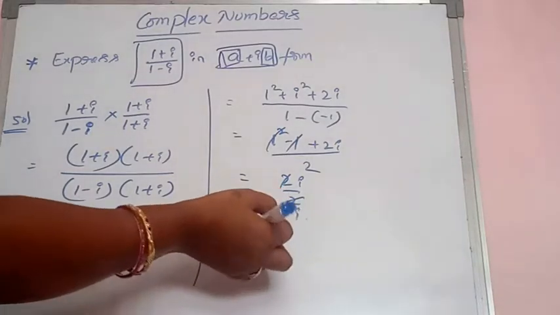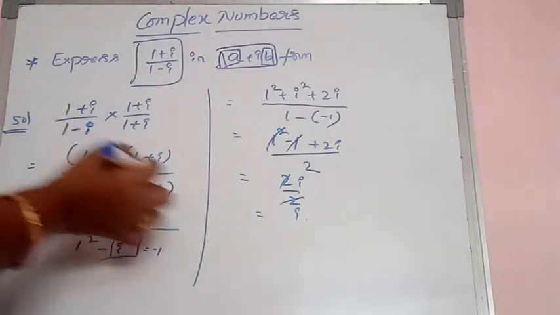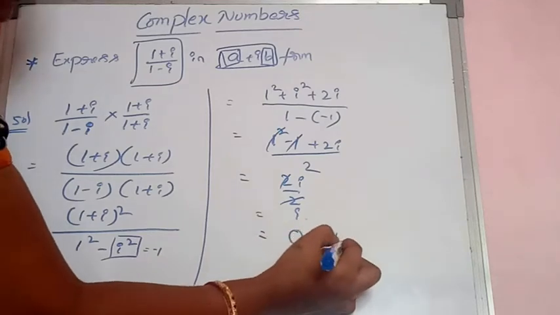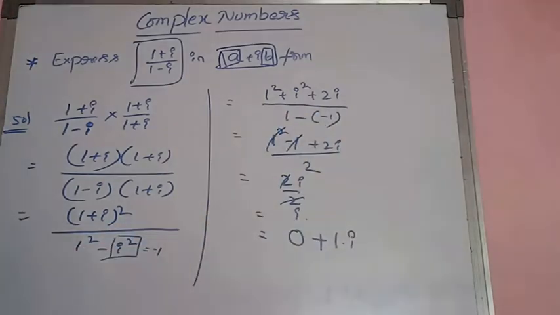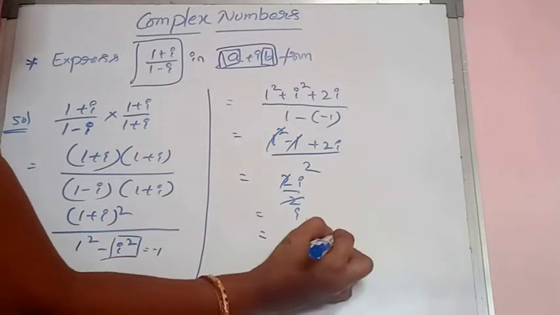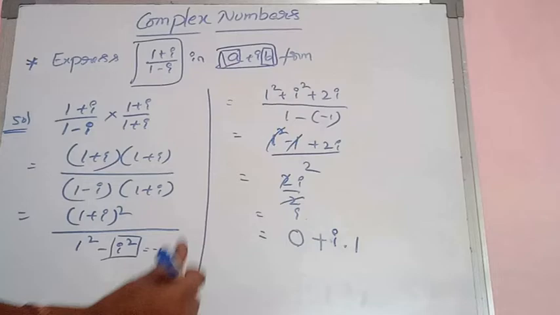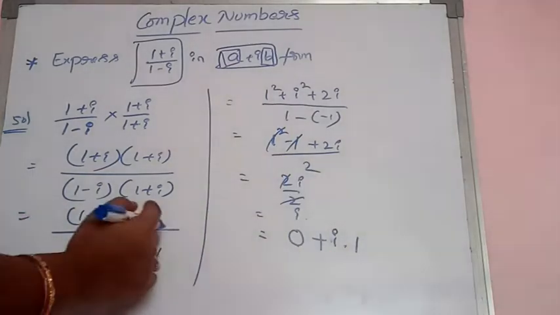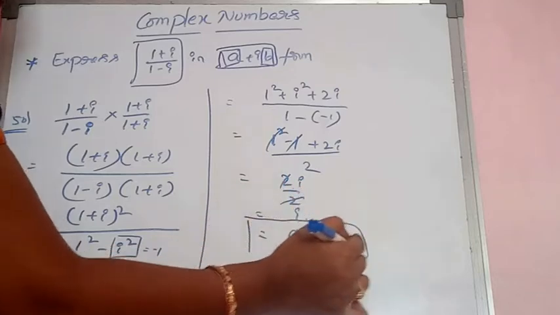So we have to write this i in complex number form. That is nothing but 0 plus 1 into i. This is the a plus ib form. So we write this as a plus ib form. So this is the problem.